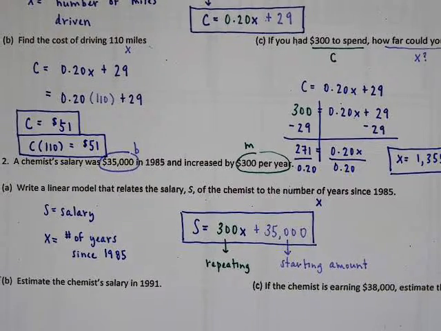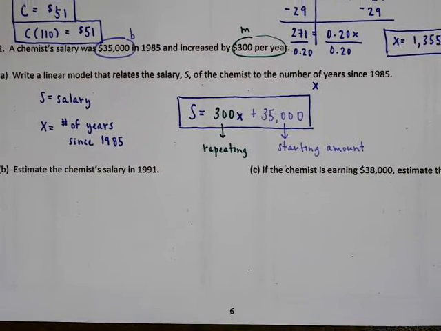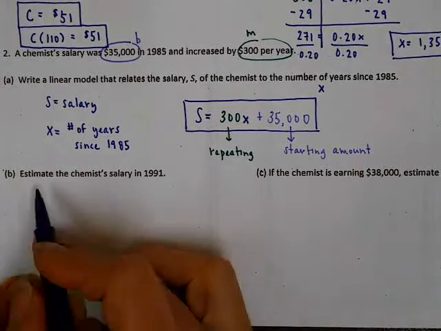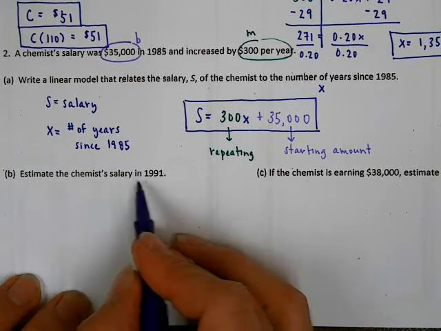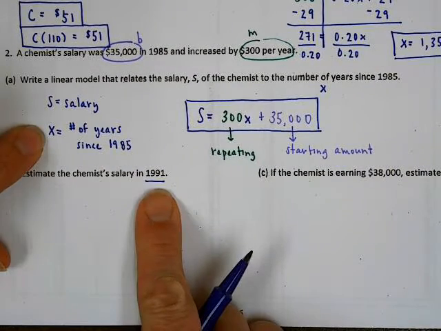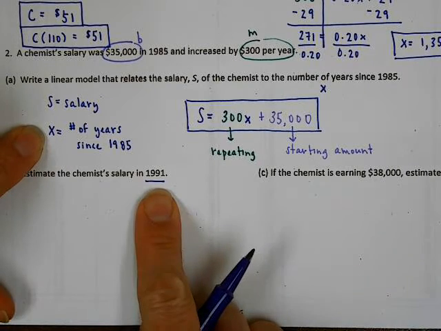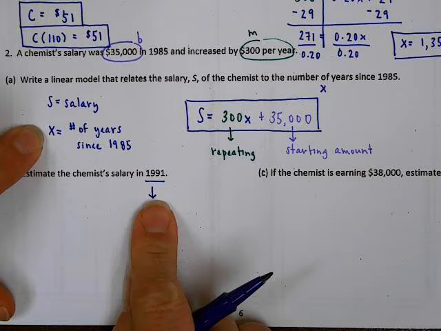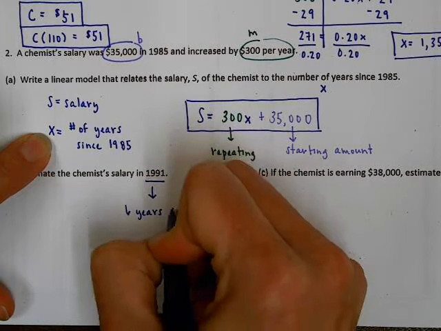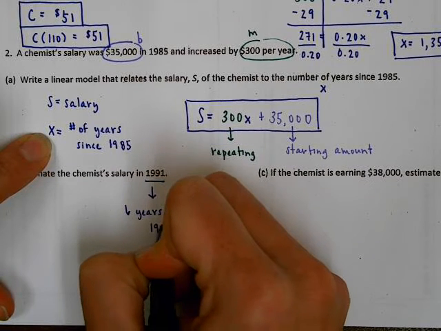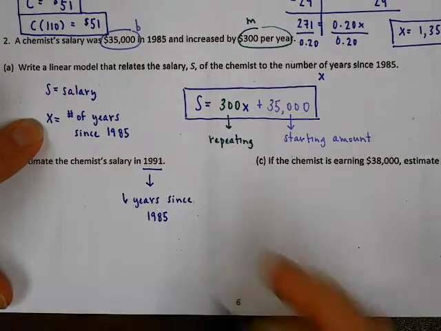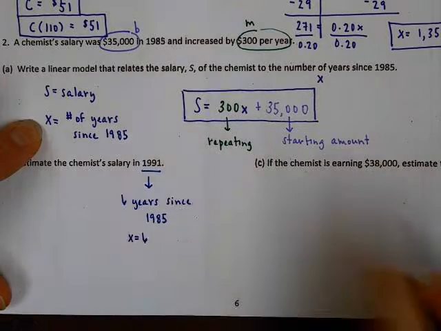Okay, so let me scooch my book up here. And now we're going to use our model to answer some questions. So part B asks us to estimate the chemist's salary in 1991. Now, the important thing to know here, we defined X as the number of years since 1985. That means that this 1991 is going to be 6 years since 1985. We're not going to plug in the 91. We need to consider how many years it's been since 1985. So in this case, our X is going to be 6.